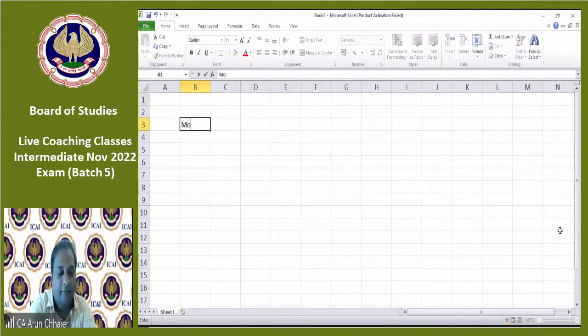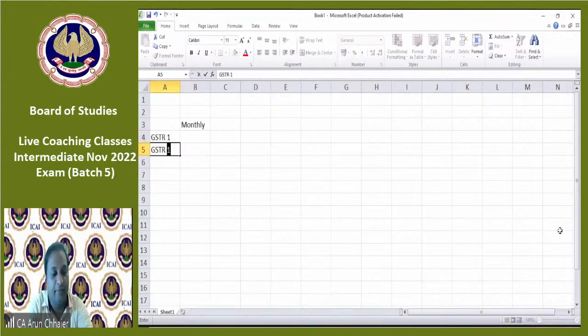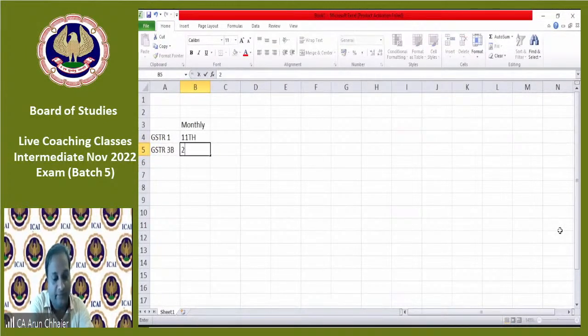If I am under monthly, then I will file the GSTR1 monthly and GSTR3B monthly. What is the due date? 11th. And for 3B, what is the due date? It is 20th.